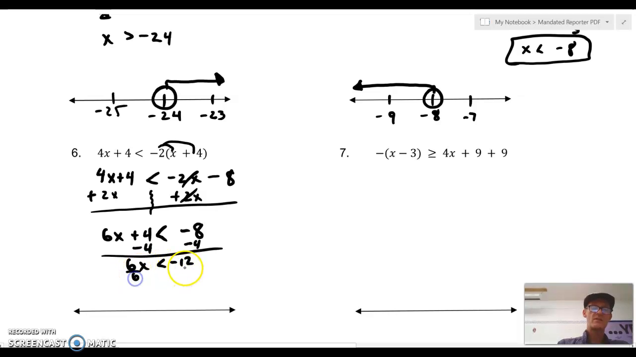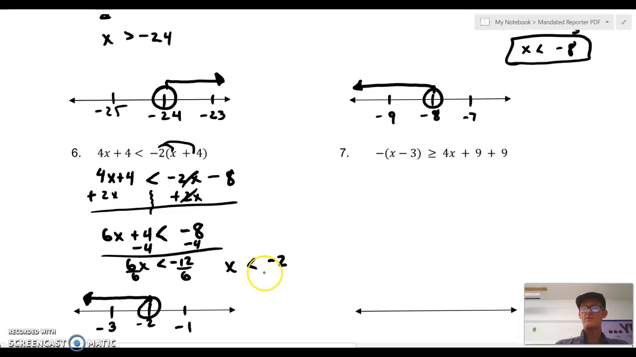Divide by 6. That's a positive 6, so I don't reverse this inequality here. Negative 2 is what I get. Here's negative 2, negative 1, and negative 3. Circle, do not fill in. Less than are all the numbers to the left of negative 2. X less than negative 2.